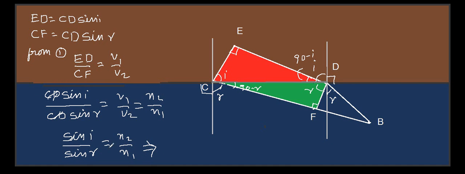It is the relation between the refractive indexes of the two mediums, N1 and N2, and the angle of incidence and the angle of refraction. That's all.